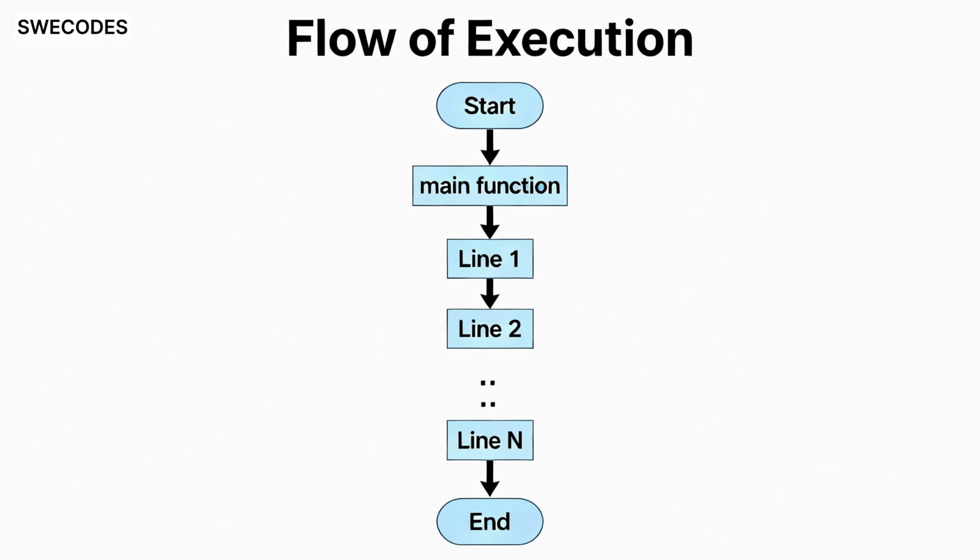Every program follows a precise order, a rhythm, if you will. That rhythm is what we call the flow of execution. It starts at the first statement of your main function and moves line by line, top to bottom, just like reading a page. Each instruction is executed in order, unless something interrupts that flow, and that's where functions come in.